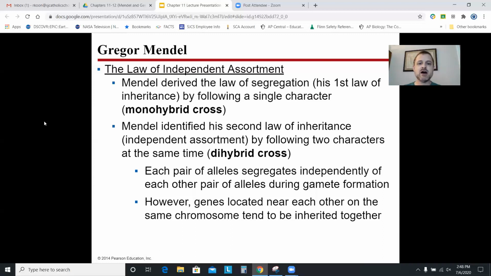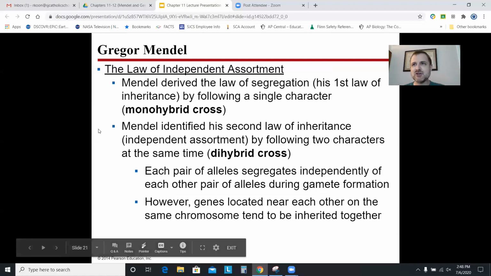The law of independent assortment. So he has two laws of inheritance. The law of segregation was the one that we discussed previously, during anaphase one, when the traits separate. The law of independent assortment, he used the term down here, says each pair of alleles segregates independently of each other. So what the genes for eye color do and what the genes for hair color do don't affect one another.